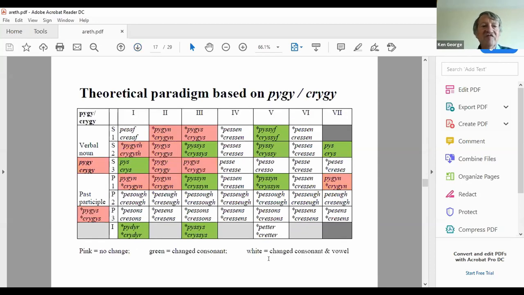The one for pity and cridgy is even more complicated, because the pink values here are those where there is no change, that is to say, those which use pidge, pidgy, pidges, pidgin, and so on, whereas the green forms have only a sibilation, pizzes, prizzes, and all the white forms, which are the same in all the paradigms, because there is only one form, they are all pez, peasants, sometimes doubled, of course. So this is a very complicated paradigm. If you want to use pidgey and pidgey, and you want to apply all the rules correctly, then it would be very difficult to learn this particular paradigm, I would suggest.